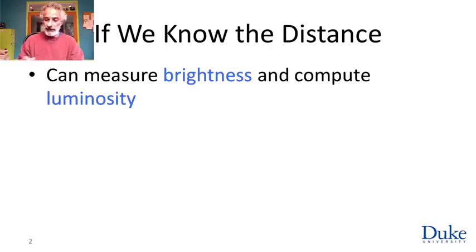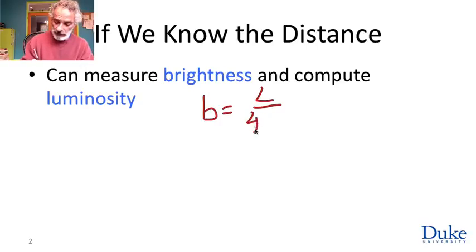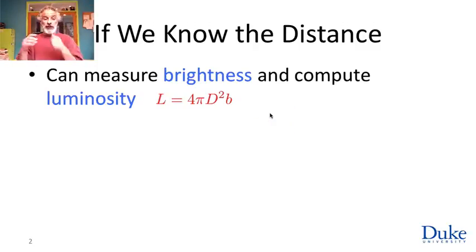But if we know the brightness, then we can remind ourselves that brightness is related to luminosity of the star by this expression. Brightness is luminosity divided by 4 pi d squared. If we know the brightness because we measured it, and we know the distance because we measured it, we can extract an expression by solving this for the luminosity. So we know the actual luminosity of a star. Now we can tell you, is this some very huge, very luminous star or some very tiny star?